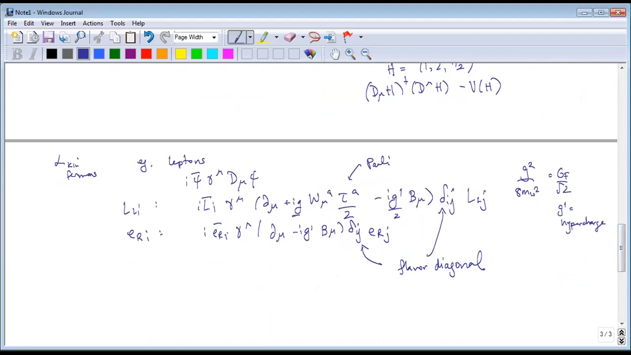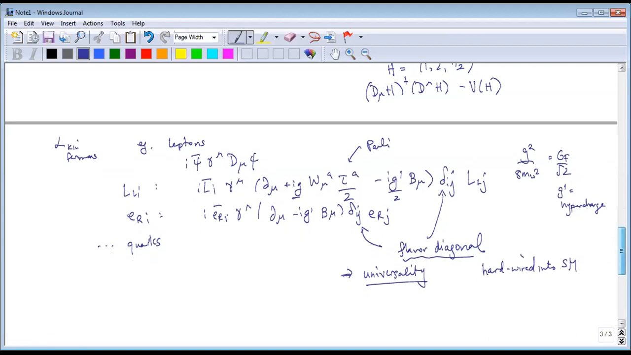Furthermore, I could also write down the same types of things for the quarks, they're just going to have QCD terms as well. And what we see is we have not only this flavor diagonal aspect, but connected to it, we have basically universality, for example, of the weak interactions. And these things are hardwired into the standard model, as we see. So this is extremely important.